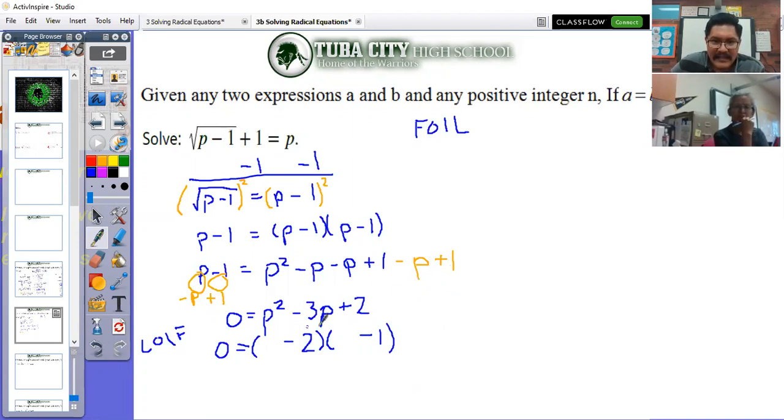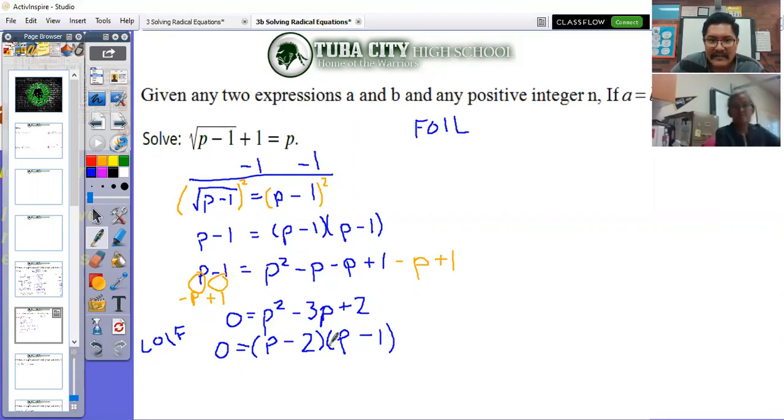All right, but anyway, negative times negative is positive. So -2 times -1 is +2, and -2 plus -1 is -3. So our OI, the inside, becomes the middle. And now our last step is the first step, which in this case is p squared. There's only one thing I can multiply to get p squared, and that is a set of p.